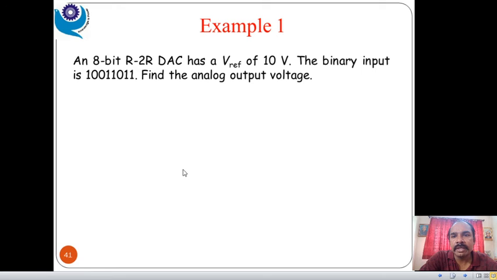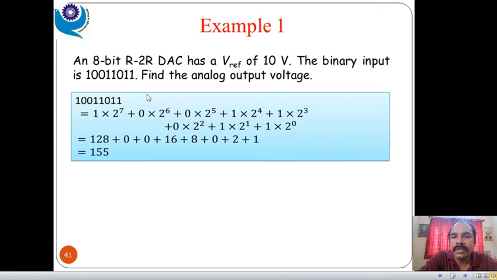So the next example that we can see: an 8-bit R2R DAC has a reference voltage of 10 volt. The binary input is this one, which is of 8-bit. Find the analog output voltage. Now we have to find the analog output voltage for this binary input, and the reference voltage is 10. Reference voltage is 10 means what? Whatever output voltage is generated will be a maximum of 10 volt, not more than 10 volt, because it is a reference voltage.